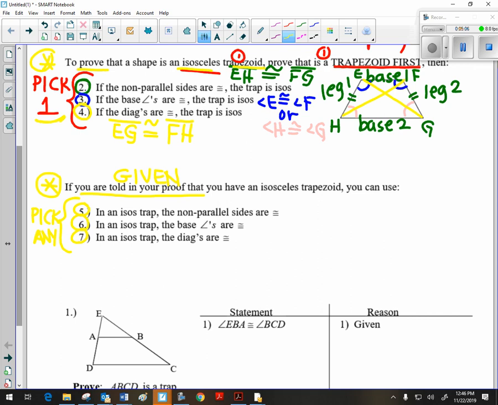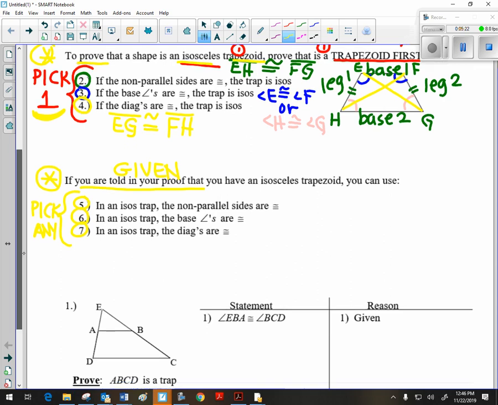Up here, we only want to pick one to show that it's isosceles. We don't want to do it three ways. We want to just pick one of those ways. And the way you're going to determine that is based on which piece of information you can come to a conclusion on in your proof.